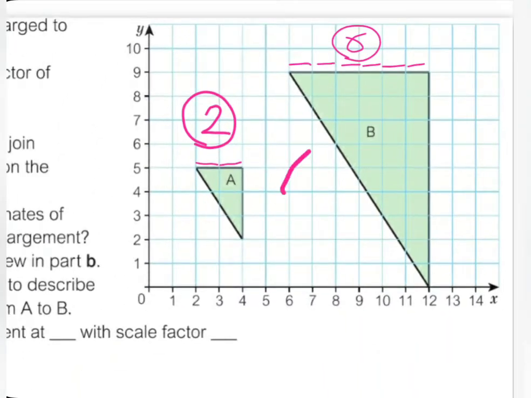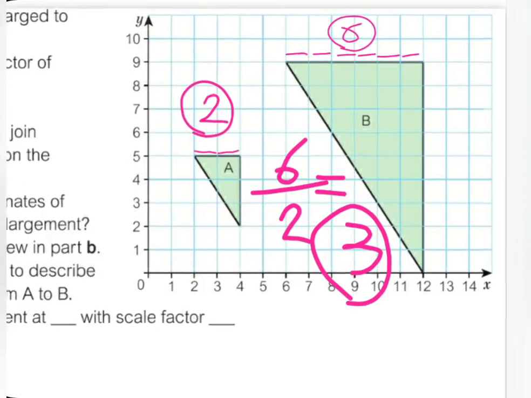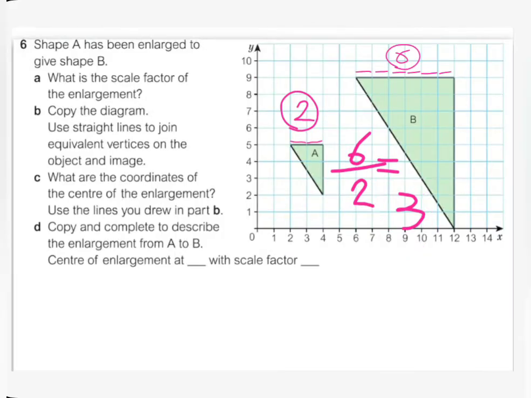When we divide 6 on 2, we will have what? Very good, we will have 3. So the scale factor is 3. We multiplied the sides by 3 to get the new shape or the new image. And this is the answer of question A. Let's write it together.